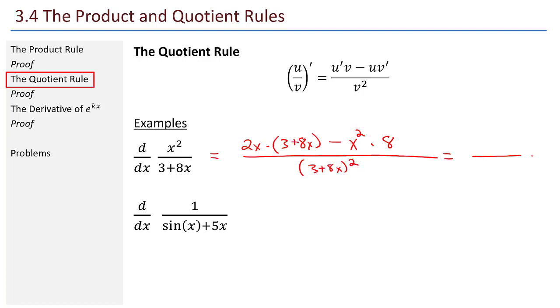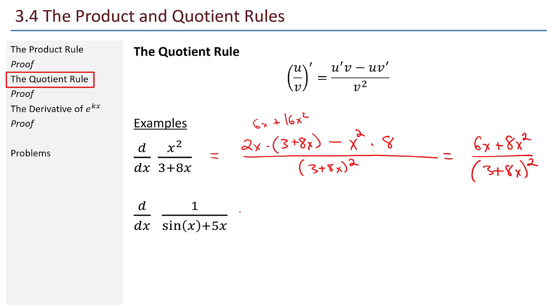And I can simplify a little bit. Let's see, what do I get on top? This is really 6x plus 16x squared. And I'm subtracting 8x squared, so maybe 6x plus 8x squared all over 3 plus 8x quantity squared. There we go, that looks good.